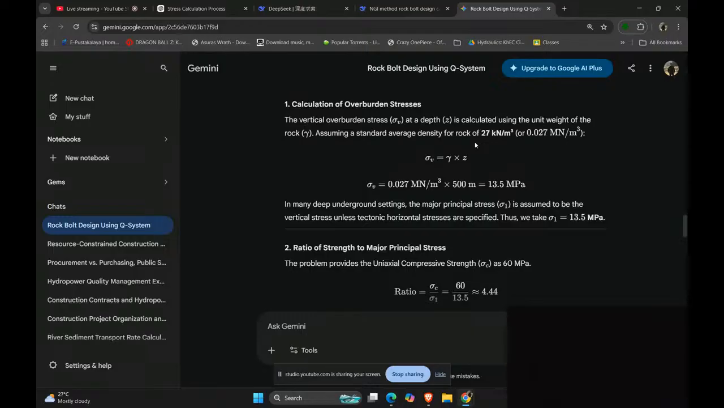Grimstad and Barton, the permanent roof support pressure is 2 root J_n and Q to the power minus 1/3 over J_r. In any case, the length of the rock bolt is estimated from the excavation width B and the ESR. You can't use 5 this way.